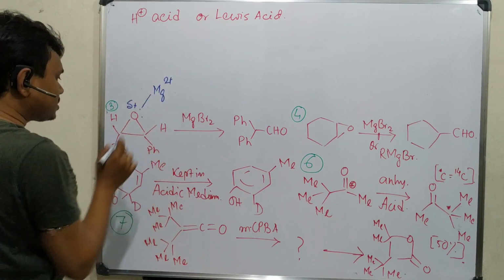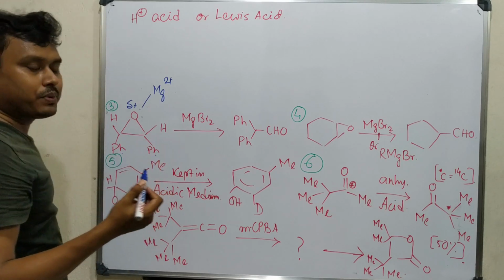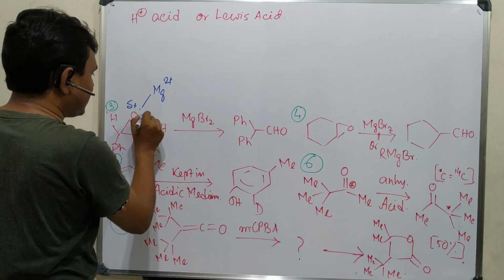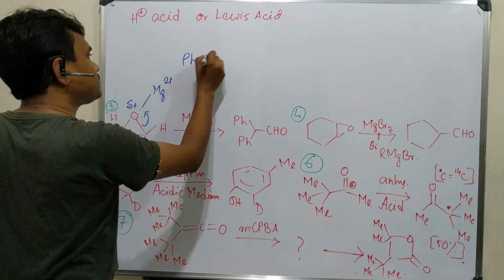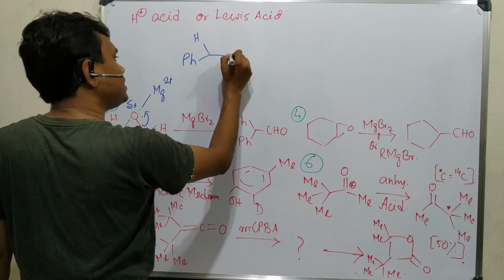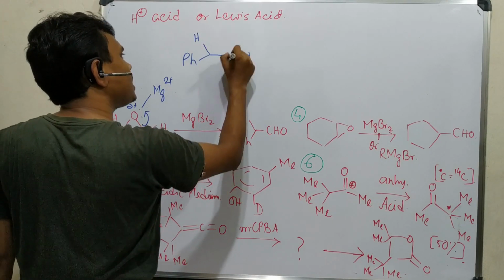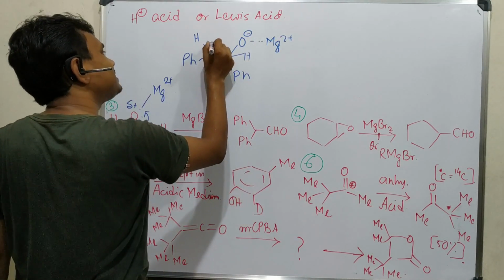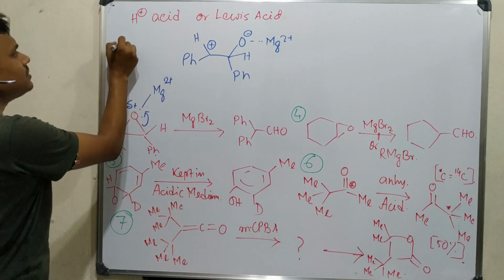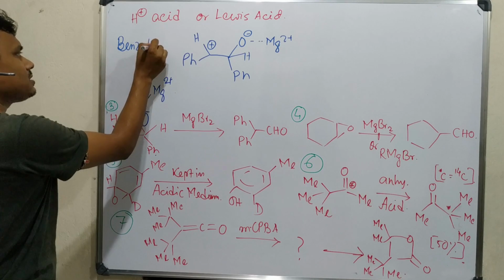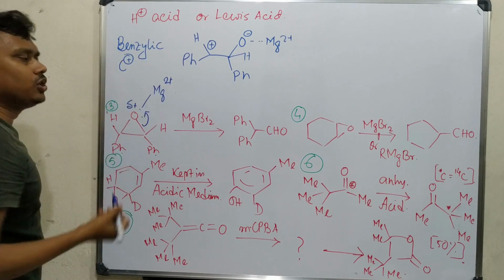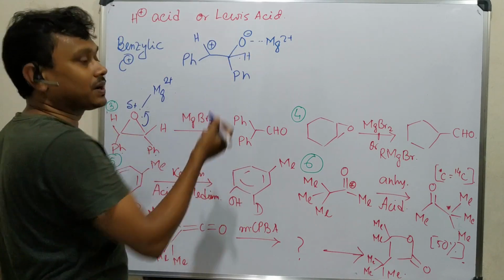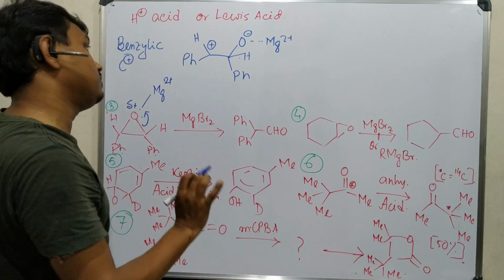Fine. So delta positive. Since it's a symmetrical substrate, breakage from both sides is equally probable. So what happened? The ring opens. If it opens, it produces this hydrogen, this phenyl, and this O minus with magnesium 2 plus coordinated, and this is the positive charge. This is a benzylic carbocation. We know that a benzylic carbocation is resonance stabilized, so similarly it will be resonance stabilized. Along with that, one hyperconjugation hydrogen is present. That is possible.